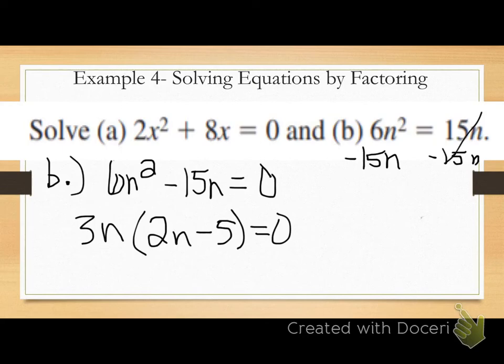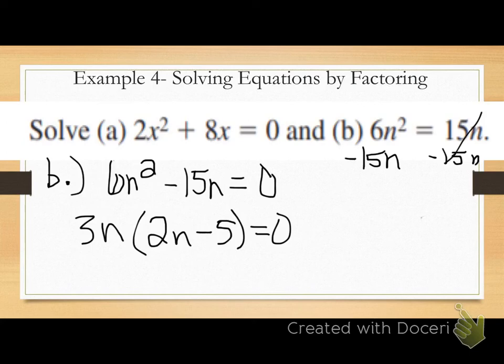Now I can solve my equation. So what am I doing to solve my equation here? Make it equal 0. Make what equal 0? You've got to make two equations. The both of them. Both of what? The numbers. What number? There's 3 things there: 3n and 2n minus 5.